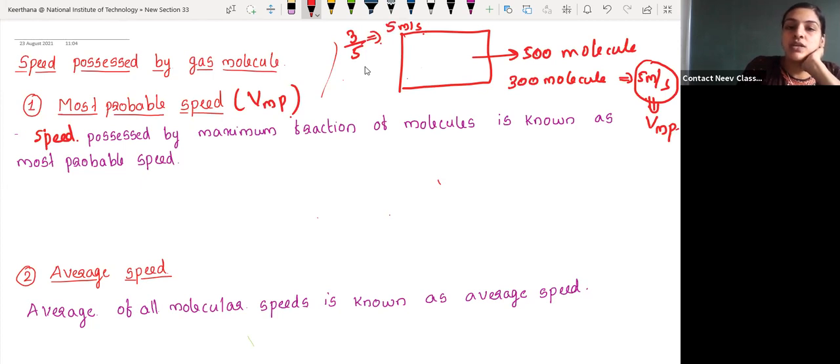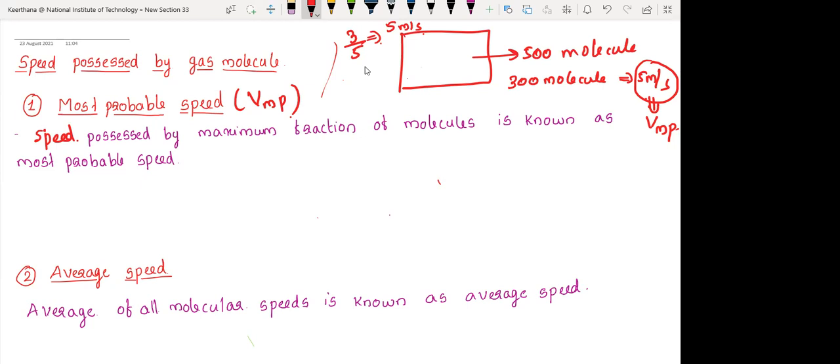And so the probability of finding the speed is also actually 3/5, or it is maximum. The speed possessed by maximum fraction of molecules is known as most probable speed. Or you can think like that: the probability of finding the speed in a collection of molecules will be high, or most of the molecules are moving with this velocity. So that is known as most probable speed. Is that clear?